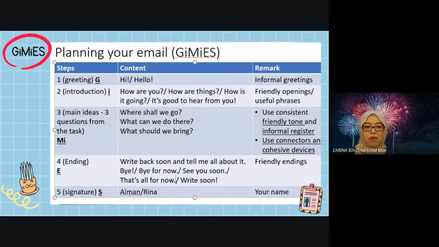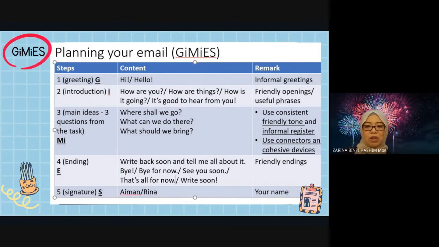So again, for this one, in the remark, you must use a consistent, friendly tone. That means you have to imagine you are talking to your friend, like you are writing to your friend, and you must use informal register. That means all the words that you use must be informal. When we say informal, you can use short form or contraction. What is short form? You can use like I'm, you're, all the short forms there.